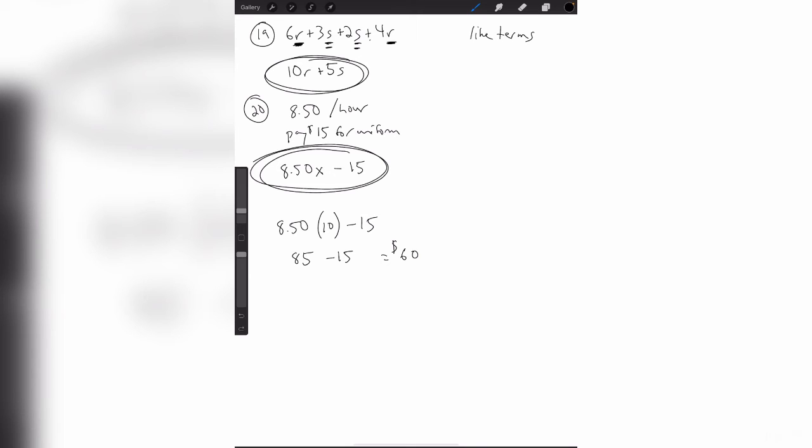Moving on to number 21. Number 21 says, classify each variable according to the set of numbers that best describes its values. Okay, there's different types of numbers. There's real numbers, there's whole numbers, there's integers. I guess we'll read the problem first. It says the number of times n a ball bounces.